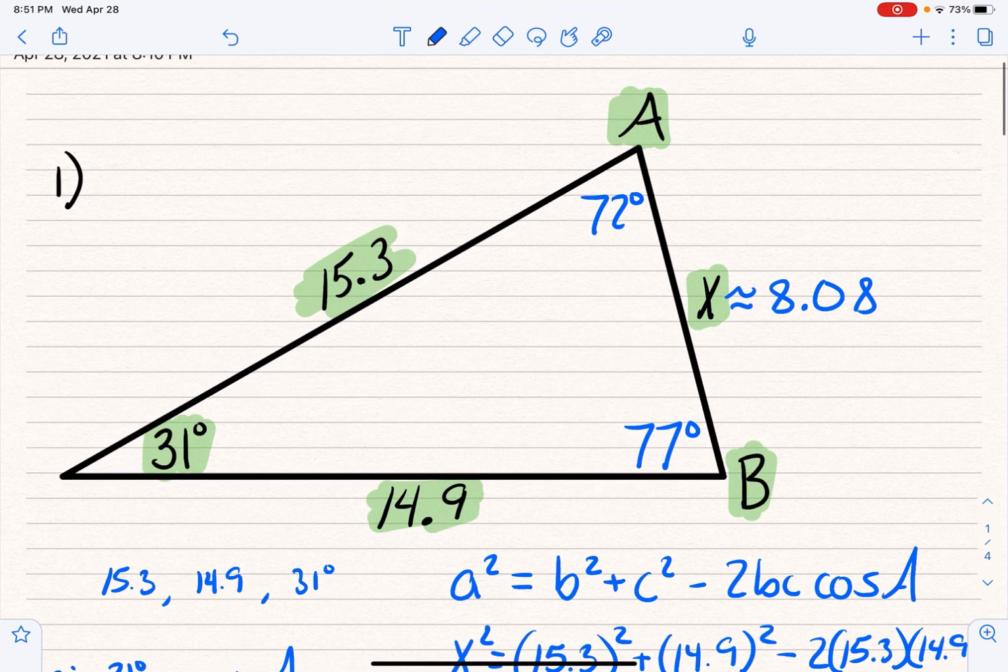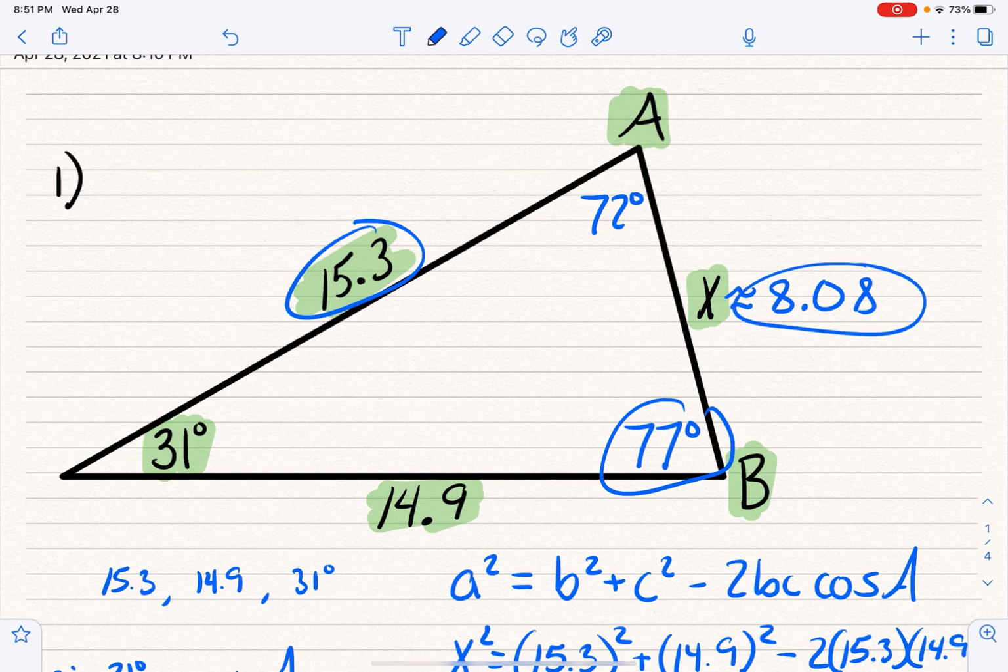Okay, now a quick check to make sure that these answers make sense. We look at the biggest side, which is this 15.3, and it is opposite the biggest angle. The smallest side, which would be this 8.08, is opposite the smallest angle, and therefore the medium-sized side is opposite the medium-sized angle. So everything seems to make sense, and those answers are correct.